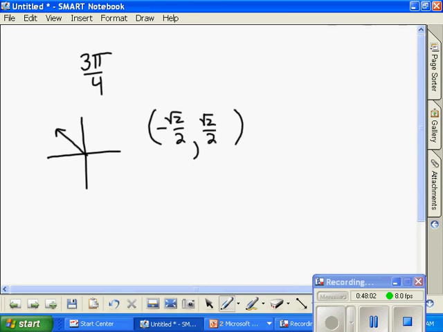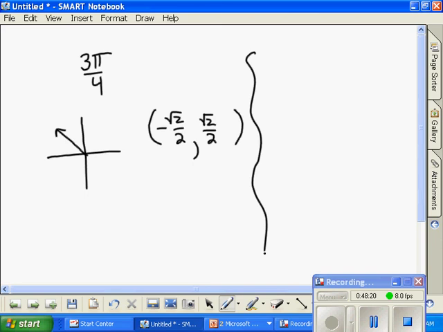I always think that one's easy to remember. Do you know how I remember it? 2 plus 2 gives me 4. That's how I remember it. So any angle that ends up being over 4 is going to be root 2 over 2, root 2 over 2. The signs are going to change.